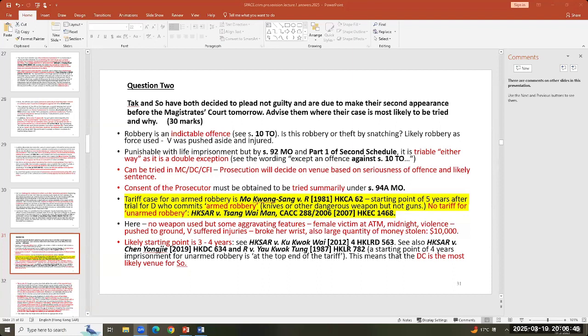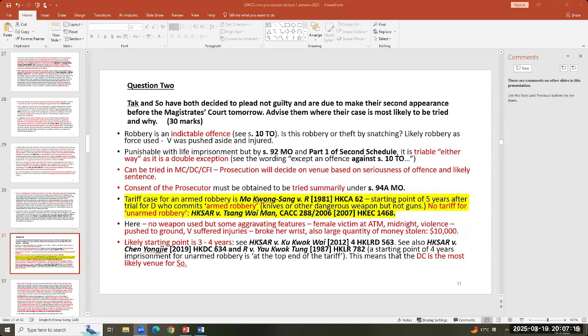Mo Kwang Sang, the tariff for armed robbery, and what we mean by armed robbery is a knife or a dangerous weapon rather than a gun. The starting point is 5 years after trial. But for unarmed robbery, there isn't actually a tariff. Now, here on this fact pattern, is it armed robbery or unarmed? It's unarmed, right? Because they just push her to the ground.